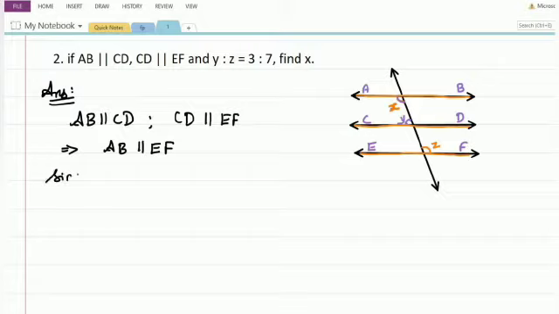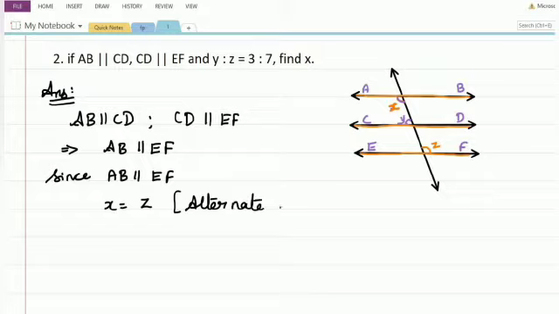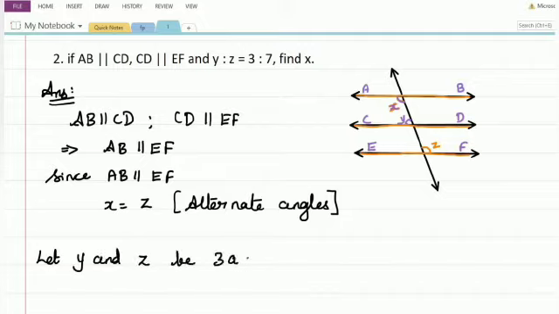So since AB is parallel to EF, X is equal to Z because alternate angles are equal. We can just write alternate angles. It is enough. Then they have given Y is to Z equal to 3:7. So let us consider that Y and Z be 3A and 7A. I have considered the alphabet A because already here we have three variables X, Y and Z.